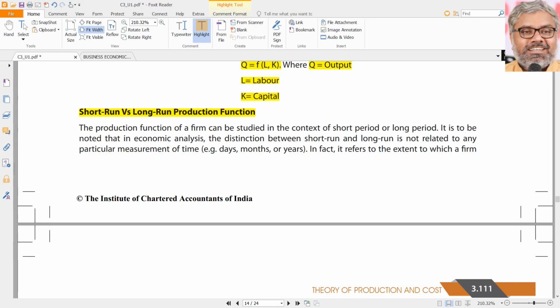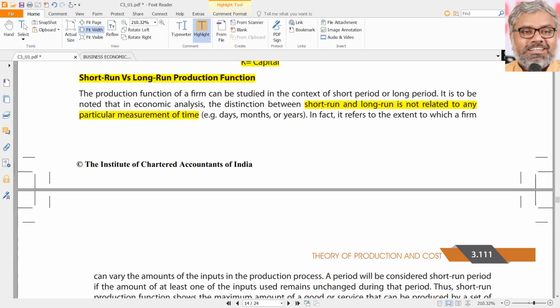When we talk about economic analysis, now onwards, even for production function also, cost function also, the distinction between the short run and long run is not related to any particular measurement of time. No. These many days, so it is short term. If it crosses, it is long term. No. These many months, 12 months, less than 12 months short term, more than 12 months long term. No. All these definitions we can do at other places like accounting and other cases. No problem. But not in economics. Here, what is short run, what is long run? First point, you have to understand, it is not related to any particular measurement of time.